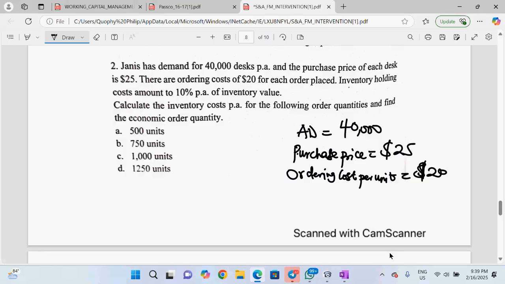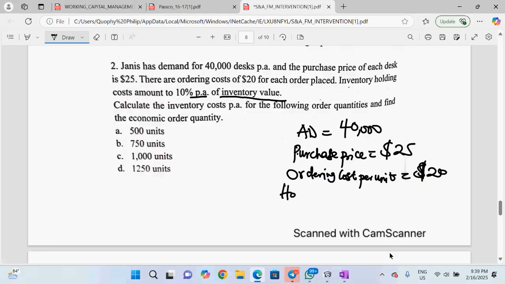Then we have the holding cost. The inventory holding cost amounts to 10% per annum of the inventory value. So the key word is inventory value. 10% of the inventory value, right? So now, how much is the inventory value? The inventory value is what?